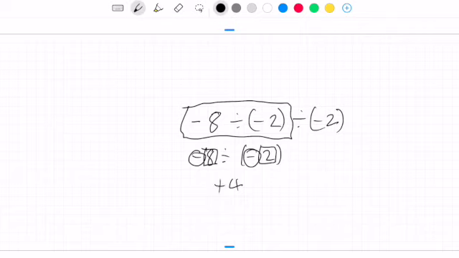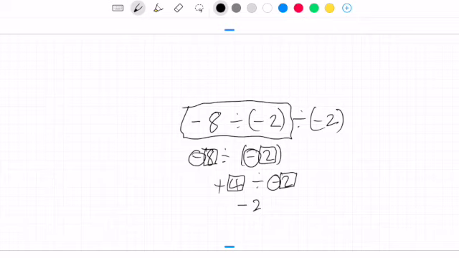Now we divide positive 4 by negative 2. We look at the number without its sign, and we get 2. And now we look at our signs. I've said it before, a negative will always be dominant when the other one is a positive sign. So when you have a negative and a positive, the negative will always win. So it's negative 2.